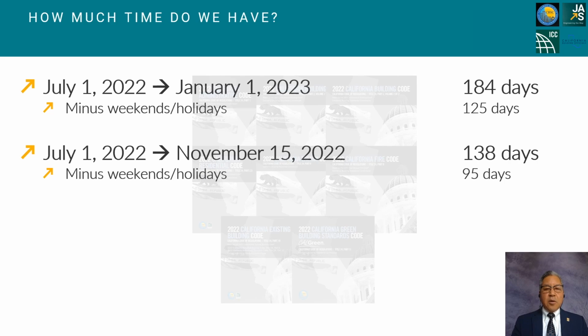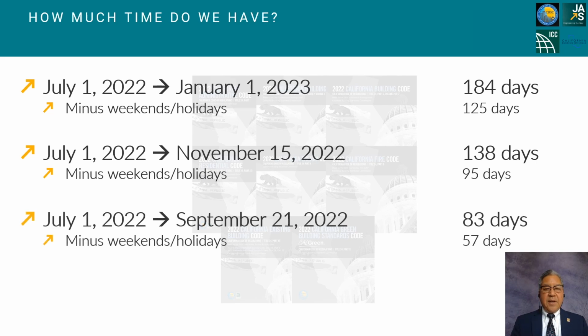This means that a local code adoption ordinance must be completed and placed on the City Council agenda for November 15th, 2022, which is only 138 days after Title 24's publication date on July 1st. This may seem like a lot of time, but if you subtract weekends and holidays, this actually leaves only 95 working days. And if your jurisdiction makes an effort to be open and transparent when passing new laws, you may be expected to conduct 1 or more public hearings for outreach and stakeholder input.